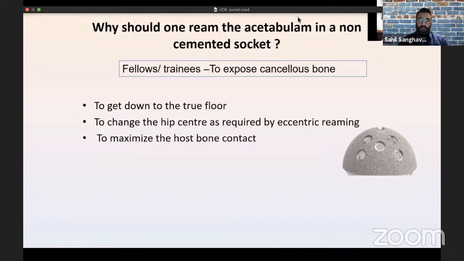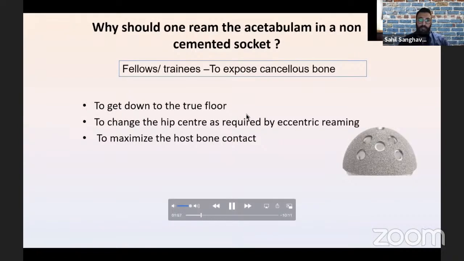The third and the most important reason is to maximize the host bone contact. If I just take a cup and jam it into the socket without reaming, it gets point fixation here and there, so the host bone contact is very small. However, if I ream the socket and make it the same shape as my cup, then my host bone contact will be huge, 90, 95, 100%.